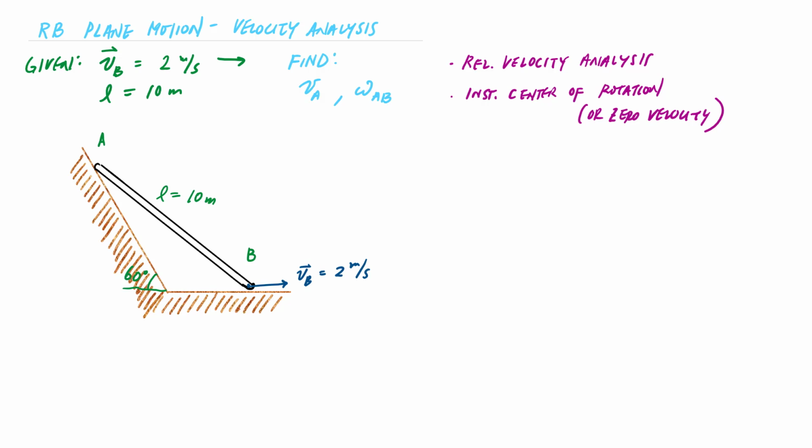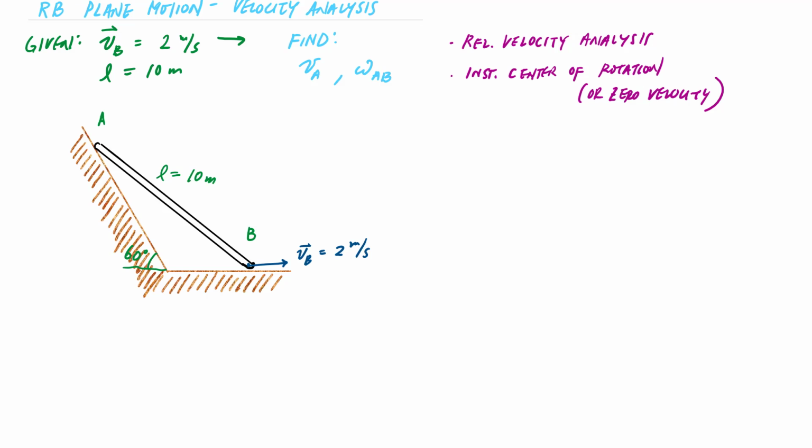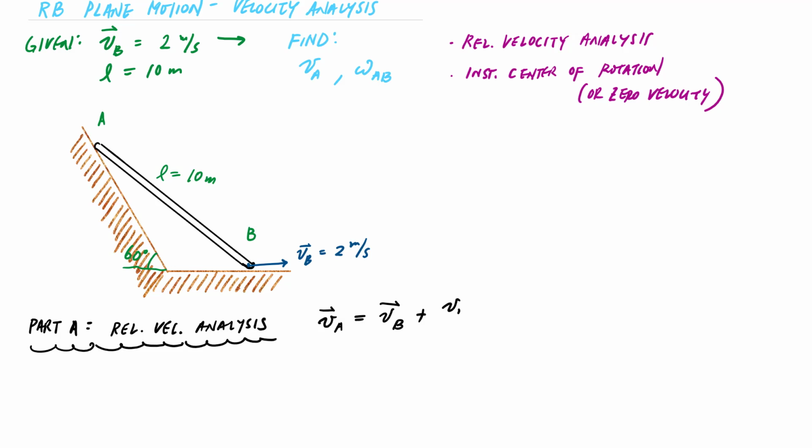This is what the schematic looks like. This is what the drawing is. The question right now is, what is the velocity at A, and what is the angular velocity of AB? The first way, part A, I'm going to use the relative velocity approach. The relative velocity equation is VA equals VB plus the velocity of A with respect to B. This is something you learned at the very beginning of particle kinematics, and now we're going to apply it for rigid body plane motion.